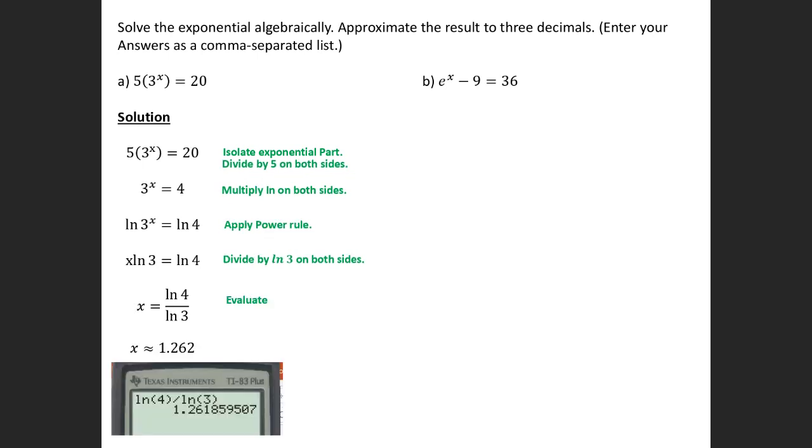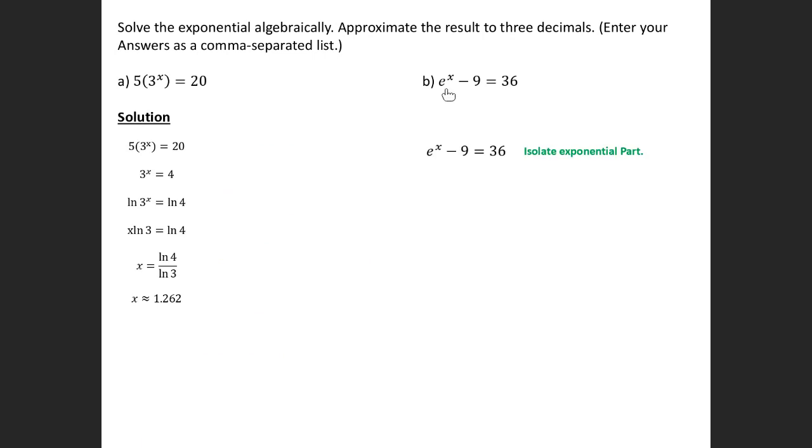And so we can evaluate it. Notice how I enter it in my calculator. Natural log of 4 divided by natural log of 3. And we end up with 1.262. So if you have a smaller calculator where it doesn't let you do this and you have to do natural log of 4 first and then write the decimals, whatever you do, just don't round until the very end.